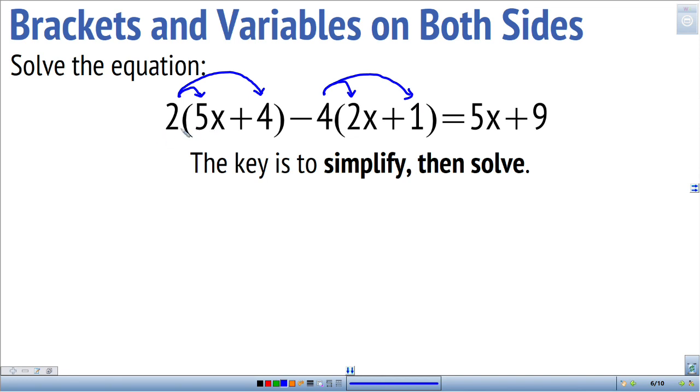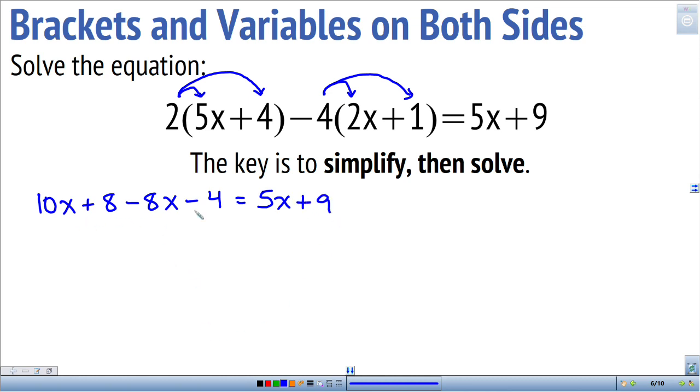Okay. So if we simplify this on the left-hand side, we have 10x, right? 2 times 5x is 10x. 2 times 4 is 8, so we're going to write plus 8. Now we have negative 4 times 2x, so that's minus 8x. Negative 4 times 1, that's negative 4, so I'm going to write that there. So that's equal to 5x plus 9.